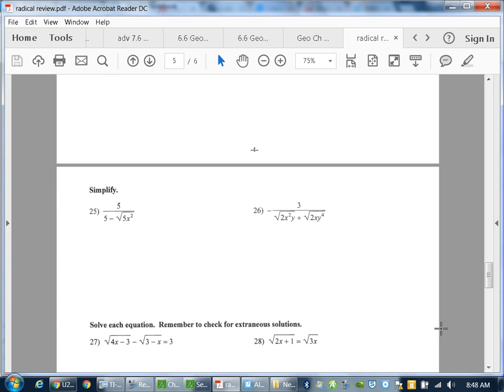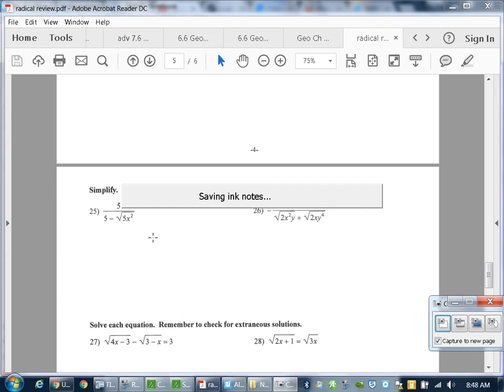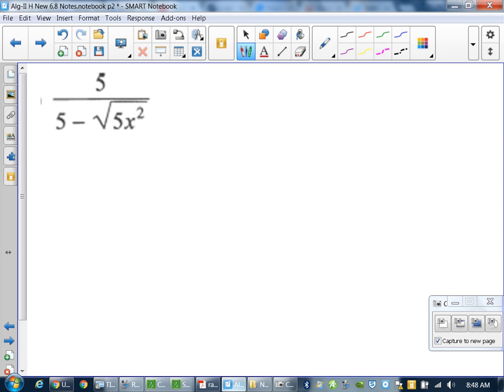Ooh, simplify. All right, we're going to do a conjugate here. So we have to simplify the denominator, we have to get rid of the radical in the denominator, so we have to multiply by a conjugate. First of all, is there anything in that denominator I can simplify? The 5, or the x. So I can take this out, so it becomes 5 minus x root 5. Is that okay with that? And now I'm going to multiply with the conjugate. Conjugate would be 5 plus x root 5.